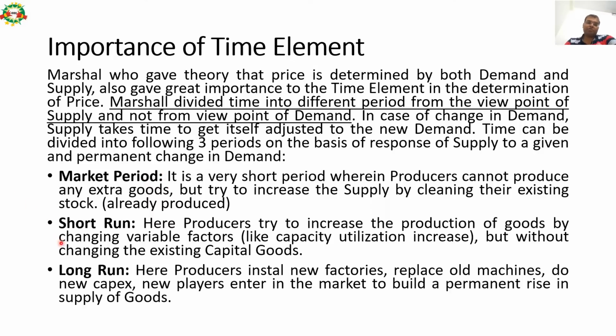So if I start increasing capacity utilization, say from 60 to 70, 80, 90 or 100% of the existing capacity, that is being done during the short run. And during the long run, producers install new factories. So here capacity will increase from 100 ton. The producer would like to increase the capacity from 100 ton to 200 ton, 150 tons maybe. Replace old machines, do new capex. New players enter the market to build a permanent rise in the supply of goods.